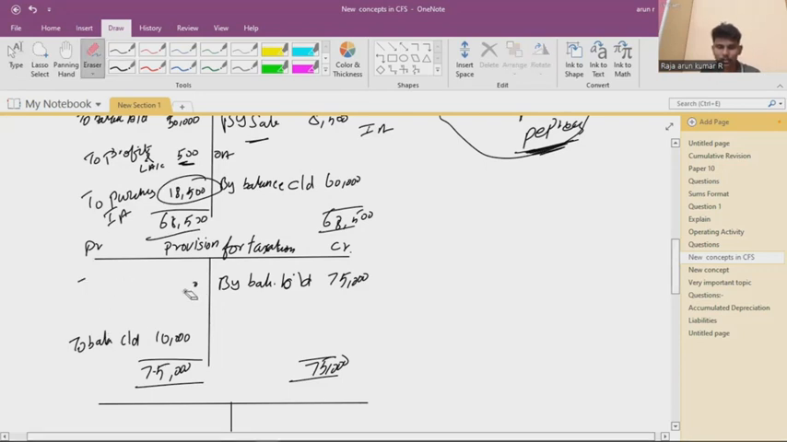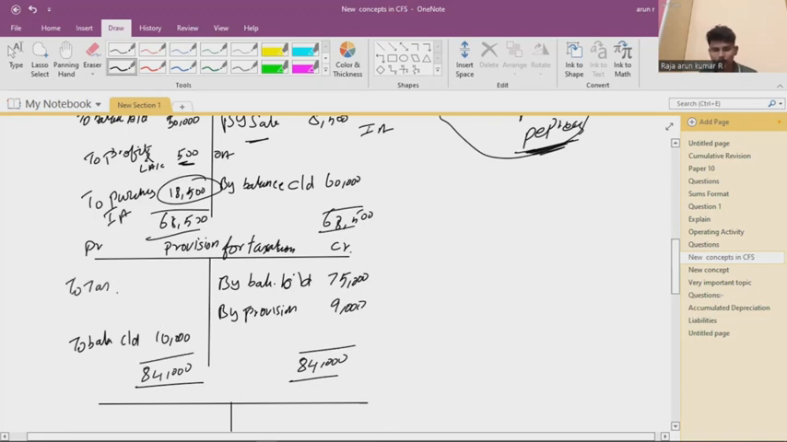You also don't make this mistake in the examination. The provision during the year 9,000 will make it around 84,000. Then tax paid is the balancing figure, 74,000. It will be reduced from the operating activity.